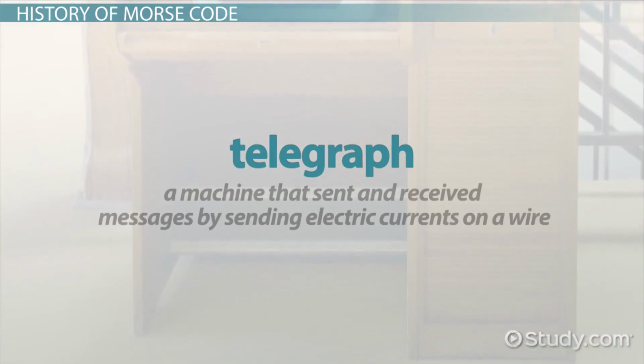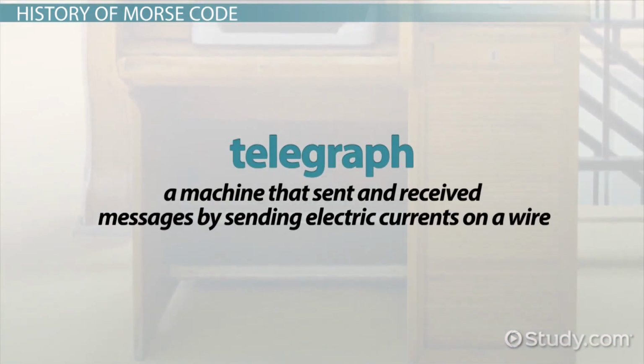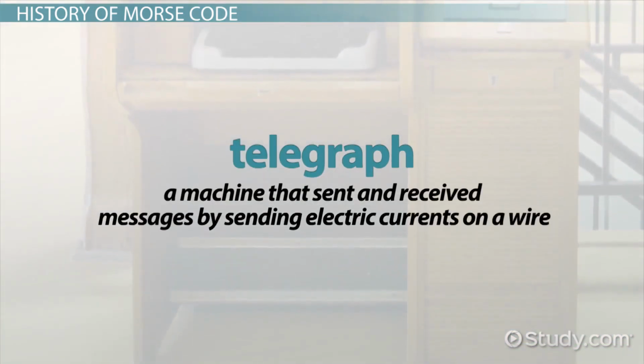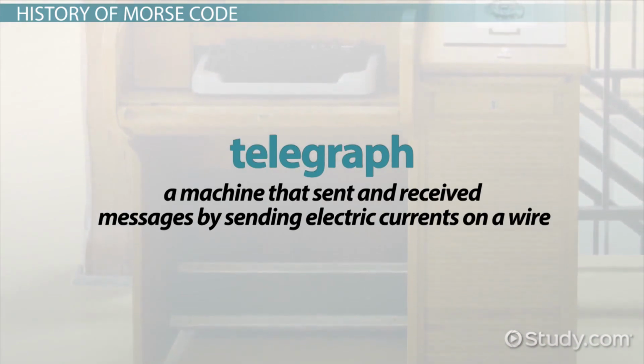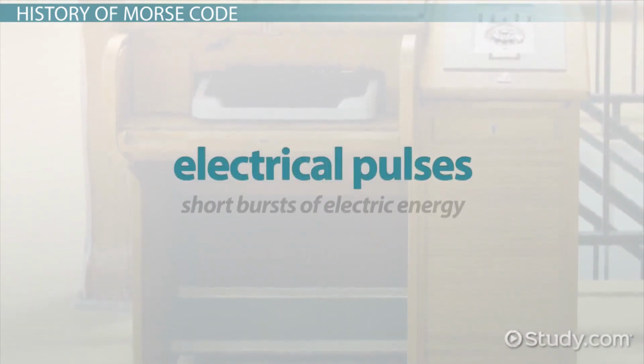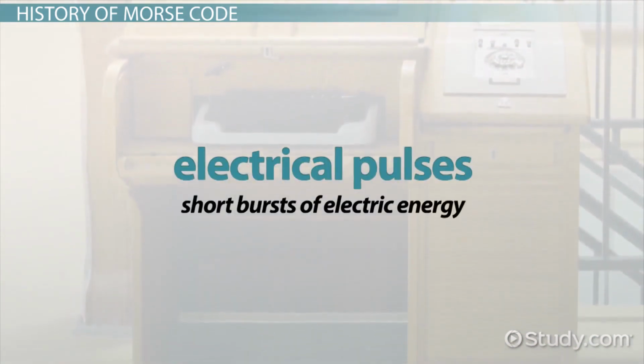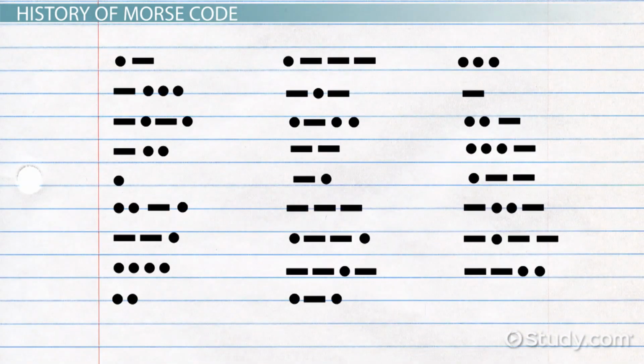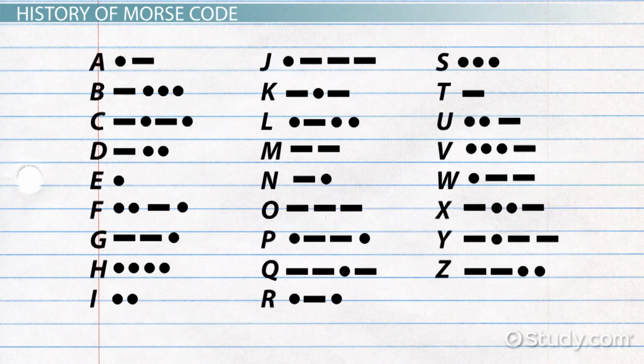The telegraph was a machine that sent and received messages by sending electric currents on a wire. By using a series of electrical pulses, short bursts of electric energy, the telegraph could then make marks on a piece of paper. But those marks would not mean anything without a code. Thus, Morse code was born.